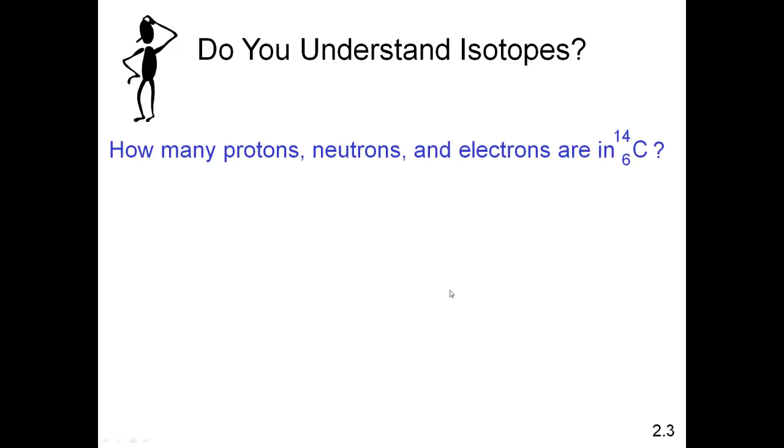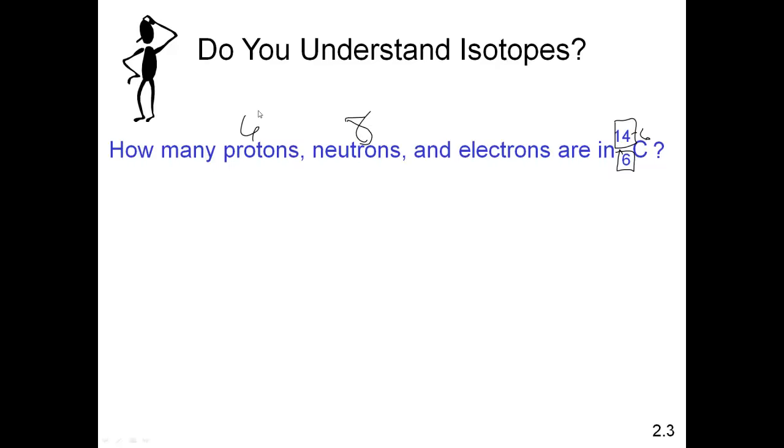So do you understand isotopes? How many protons, neutrons, and electrons are in carbon-14? This number tells us protons, so we must have 6 protons. Our neutrons are determined from our mass number, but this is always protons and neutrons, so we subtract 6 from it. So we must have 8 neutrons.